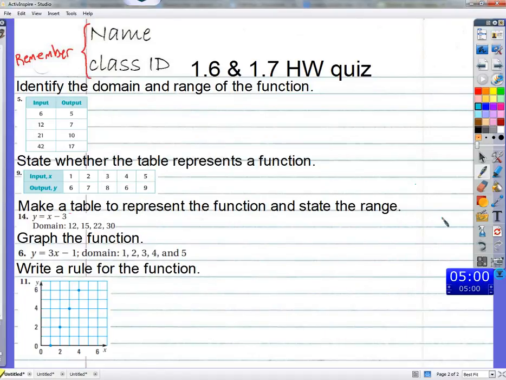Okay. So, identify the domain and range of the function. What's the definition of the domain? Caleb?